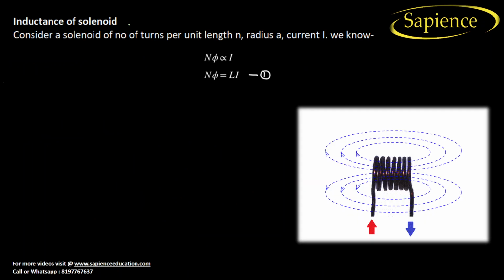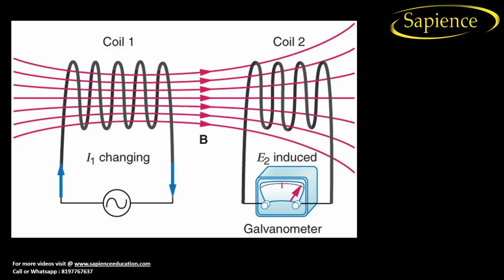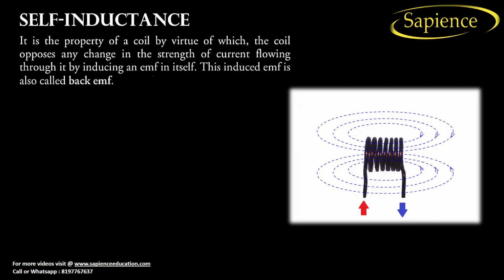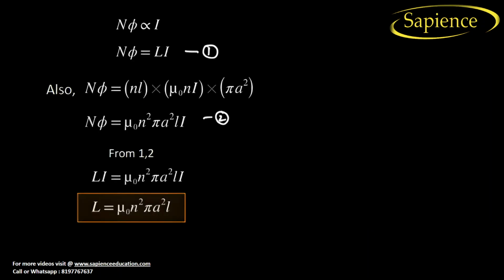So, inductance of a solenoid. Consider a solenoid of N turns per unit length, of length l and radius a. So we know that N phi is proportional to I. So N phi is equal to LI. We can write it like this. Now we can observe from here self-inductance. We can write here N phi is equal to LI.